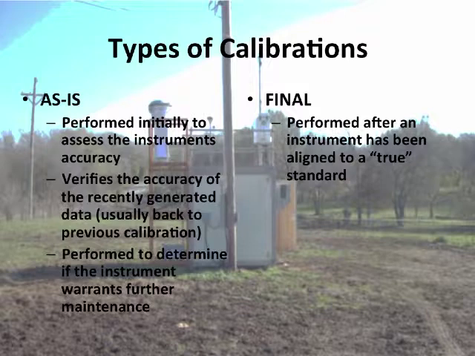The other type of calibration is the final calibration, and that's performed after an adjustment or maintenance has been done to your analyzer. So after you've aligned your sampler or analyzer to a true standard, you're going to do what we call final calibration, where you go back through your calibration points and verify the adjustments that you made.